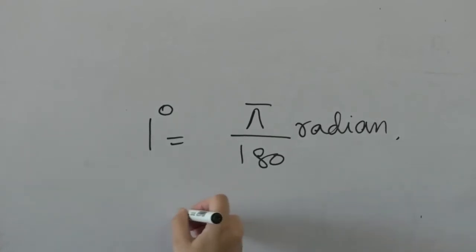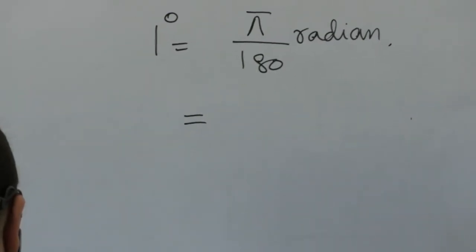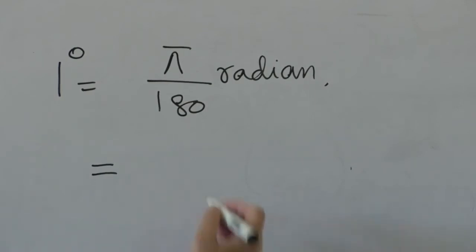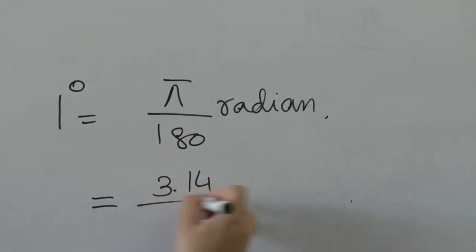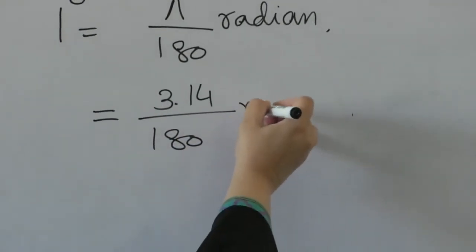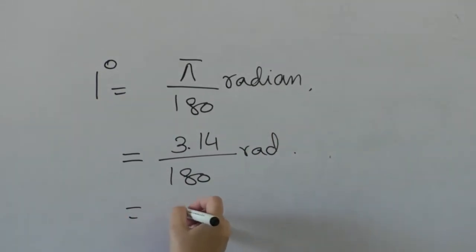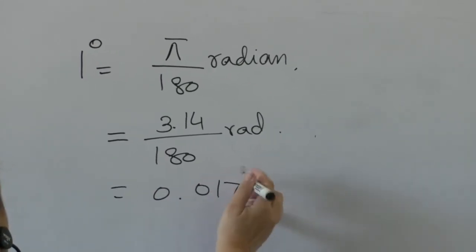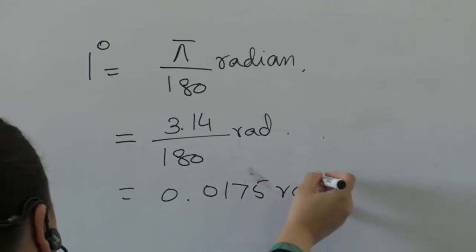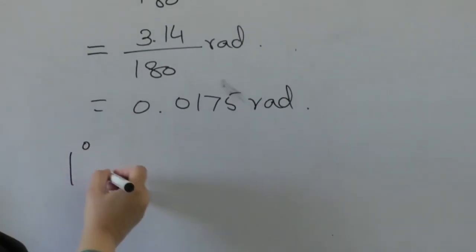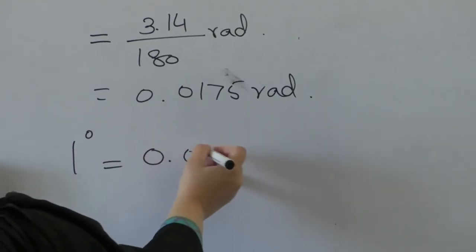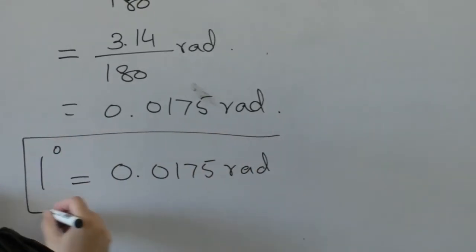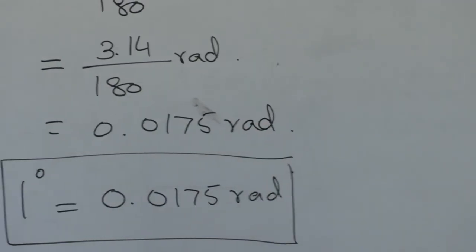So here the value of pi is, when you simplify, it becomes 0.0175 radian. So 1 degree is equal to 0.0175 radian. Do remember this one as well.